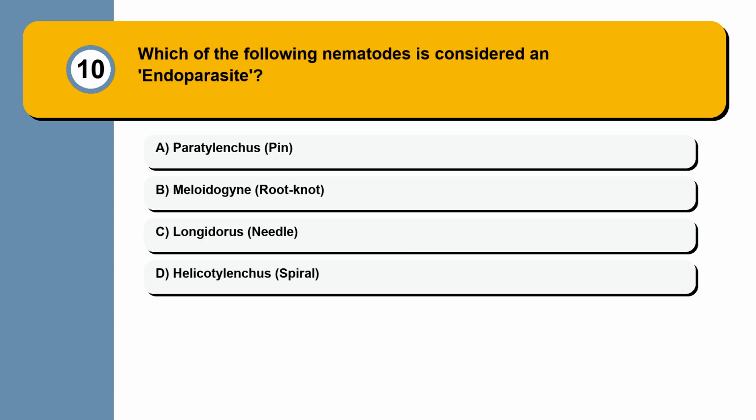Question 10. Which of the following nematodes is considered an endoparasite? Paratylenchus, pin. Meloidogyne, root knot. Longidorus, needle. Helicotylenchus, spiral.